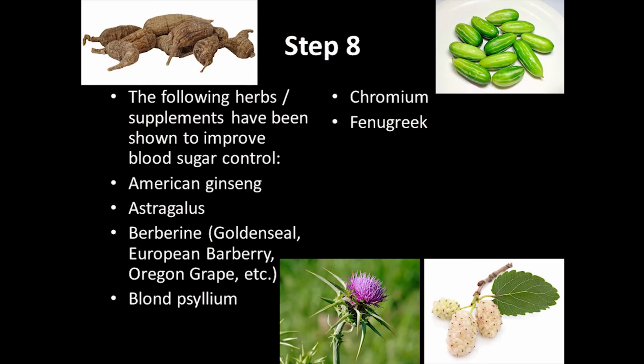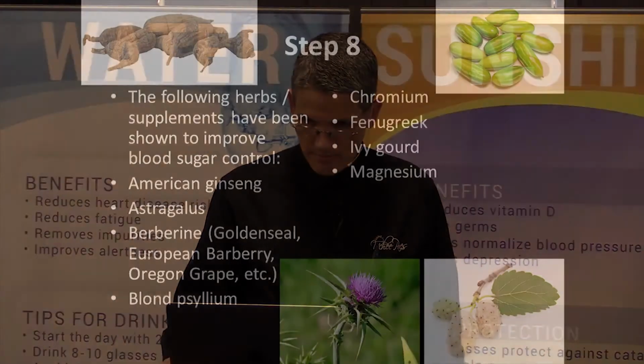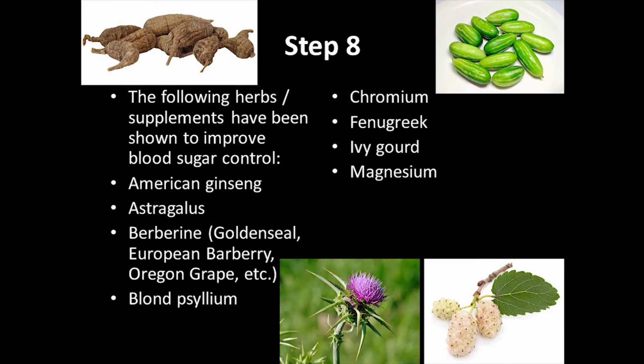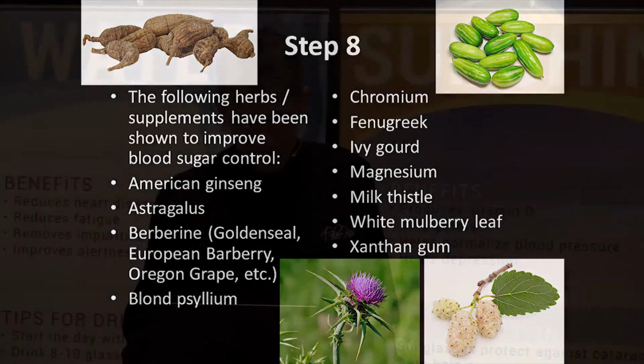Fenugreek, ivy gourd, which is up in the top right corner there. It's almost like little tiny cucumbers. And magnesium as well has been shown to be helpful. Milk thistle, white mulberry leaf, and xanthan gum. All right, so these are a number of herbs that are beneficial to help with decreasing diabetes.